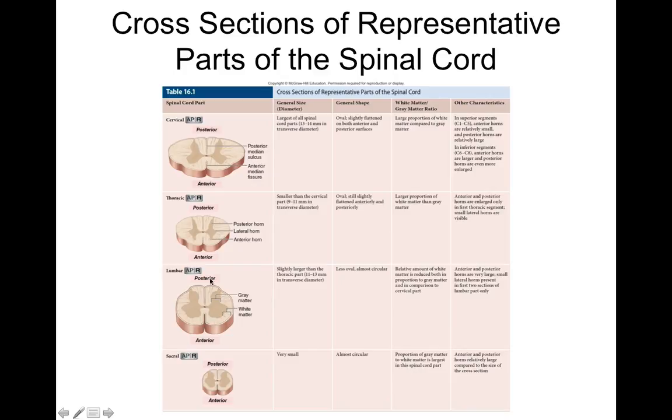limbs. So it gets larger again by the lumbar region because it's going to have lots of neurons and axons that are involved in controlling your lower appendages. And then it also gets thin in the sacral region, where it kind of tapers to a point. So the way the spinal cord ends is it just gets smaller and smaller and smaller until eventually it tapers into nothing, right?